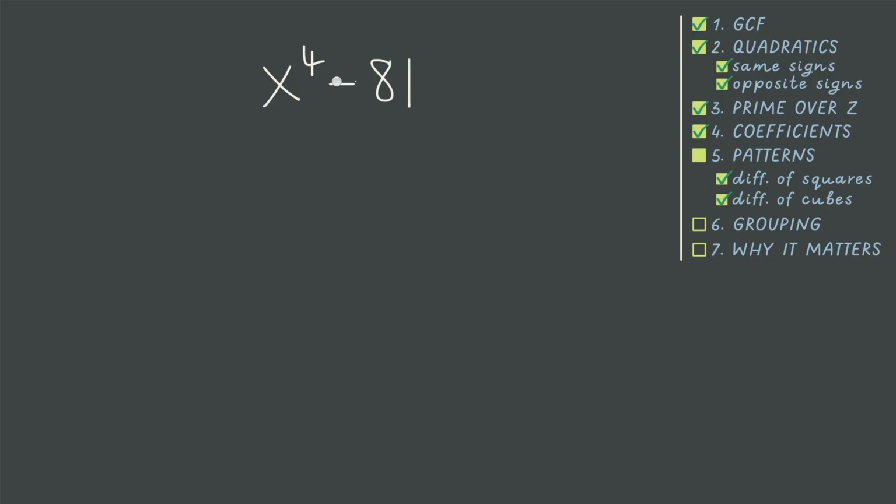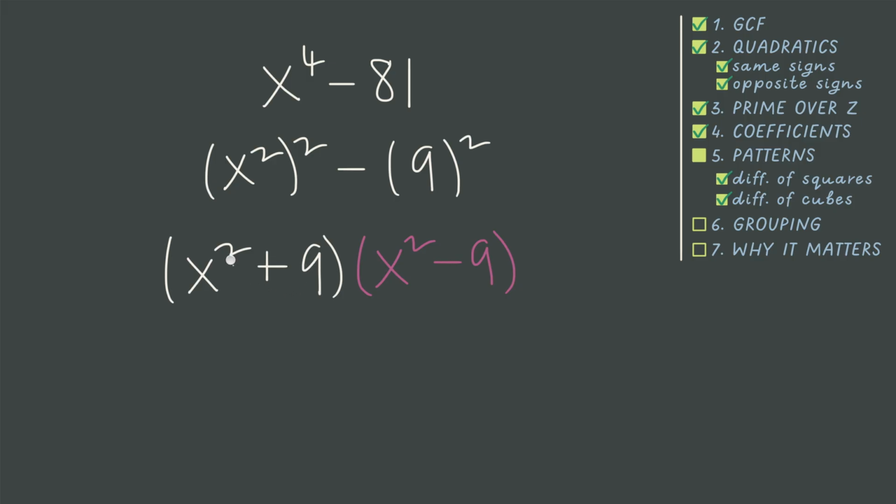Well, actually, this is something that can still be boiled down into the patterns we've looked at. Regardless of the fact that this is x to the 4th, we can see this as the difference of squares. This first term is still just x squared, quantity squared, and the second term is just 9 squared. So we still have the difference of squares even though we had a higher degree polynomial, which means we can factor it as the difference of squares, and we get x squared plus 9 times x squared minus 9.